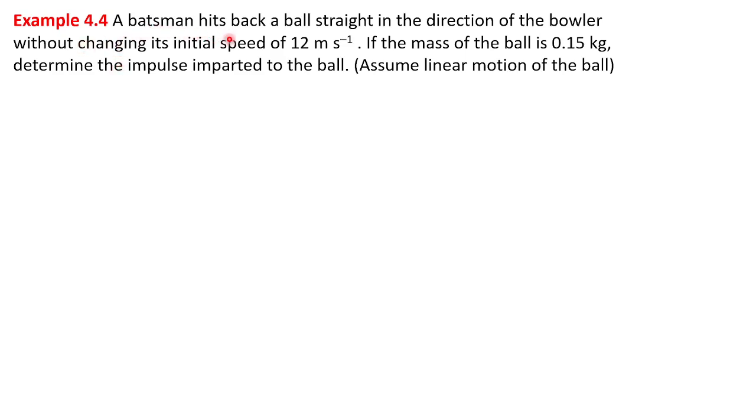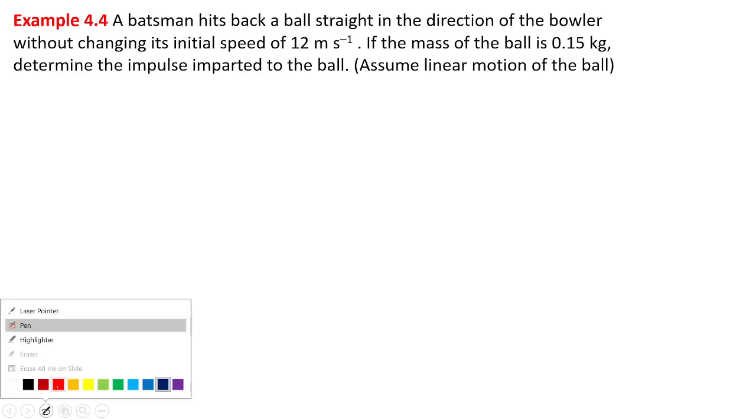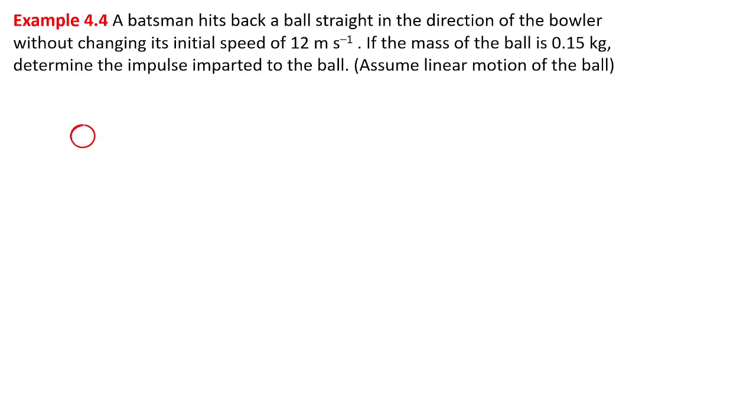A batsman hit back a ball straight in the direction of the bowler without changing the initial speed of 12 meters per second. If the mass of the ball is 0.15 kilogram, determine the impulse imparted to the ball. Let me draw a simple diagram, then you can understand. It is not a tough question. Listen carefully. There is a ball moving along a straight line.